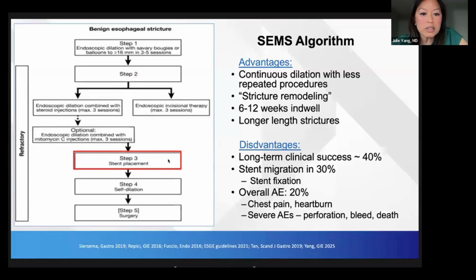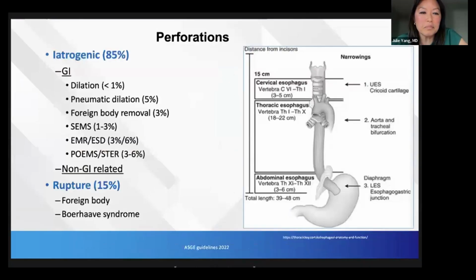And so you're getting to this really subset of patients who are very complex. And so the clinical success rate is really explained by this scenario. Stent migration is 30% in this scenario, and so fixation is recommended. And again, adverse events to consider. Severe adverse events related are perforation, bleeding, and even fatality.